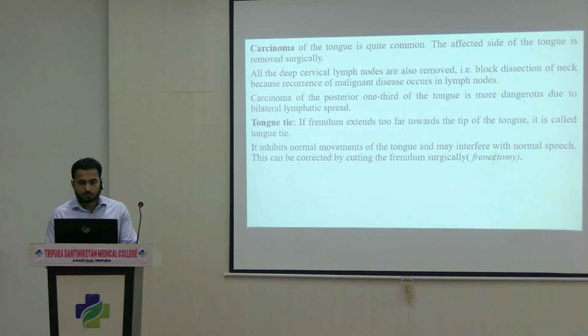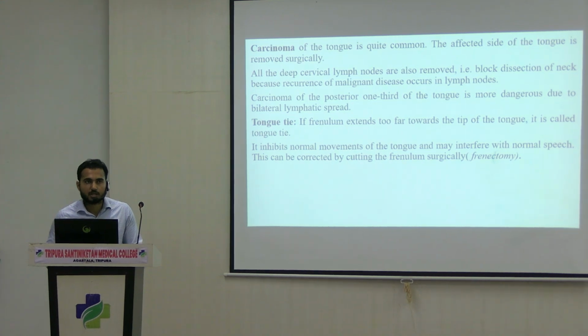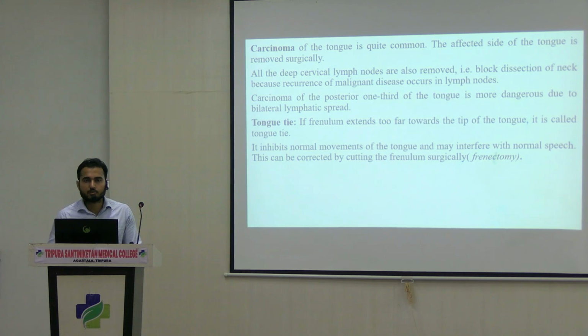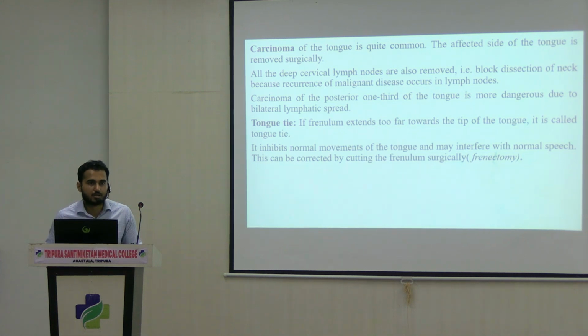Okay, very important. Now, carcinoma of the tongue is quite common. Especially in case of India, carcinoma of the tongue is very common. Can you tell me why it is common? Because of chewing tobacco, pan masala and all those things. Okay, it is very common. Now, the affected side of the tongue can be removed surgically. When the carcinoma occurs, the affected part of the tongue can be removed surgically.